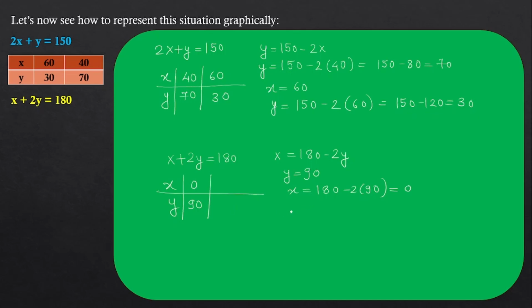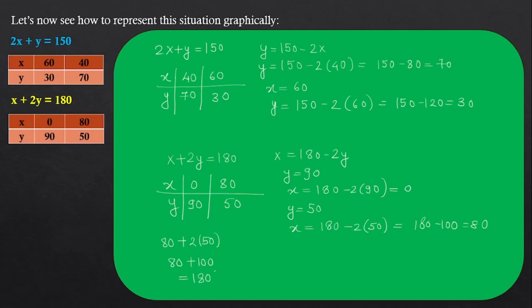Let us take another value for y. This time let y be 50. So x will become 180 minus 2 times 50. 2 times 50 is 100. So 180 minus 100 is 80. So the corresponding values of x and y which will satisfy this equation are 80 comma 50. You can also put these values in the equation to cross check your answer. If I substitute 80 and 50 in the left side of the equation, I get 80 plus 2 times 50, which is 80 plus 100, and I get my right hand side value, 180. Therefore, another pair which satisfies this equation is 80 comma 50.